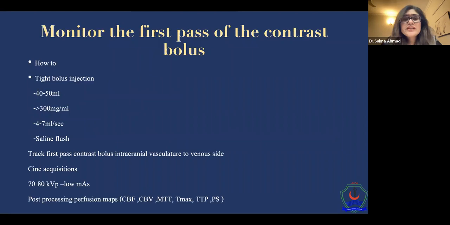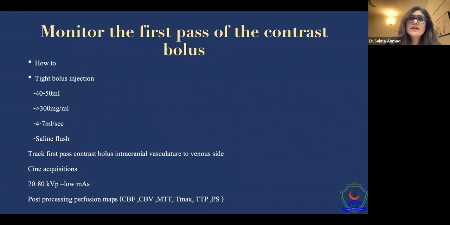So how do you do the CTP? You have to monitor the first pass of the contrast bolus. What you do is take a small amount of high density contrast and give it at a very high flow rate, and then you change to saline flush. First it goes into the arteries, then into the capillaries, and then it goes out from the veins. So you have to make the time density or time attenuation curves.